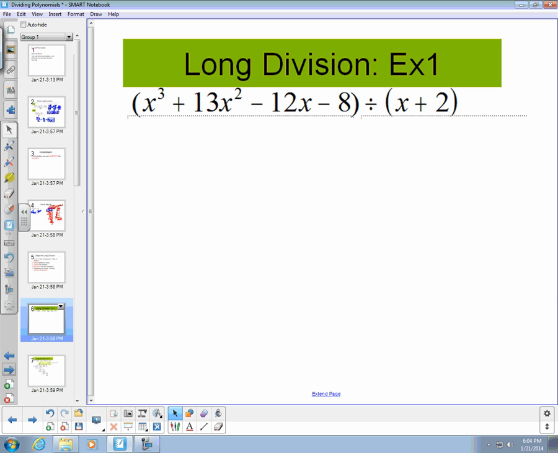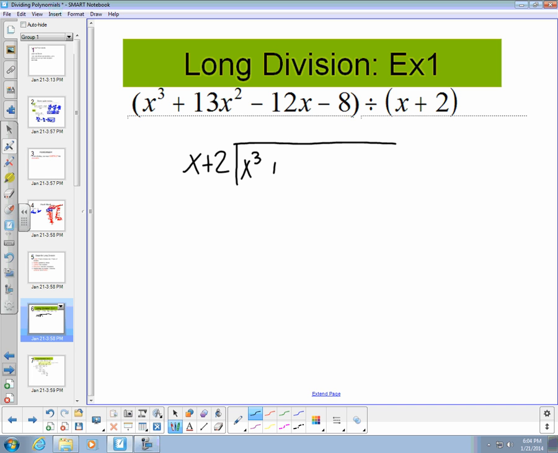Now, let's look at an example. We need the divisor on the outside. The divisor in this case is going to be our x plus 2. So I'm going to have x plus 2 divided into the dividend. What we're dividing into is x cubed plus 13x squared minus 12x minus 8.